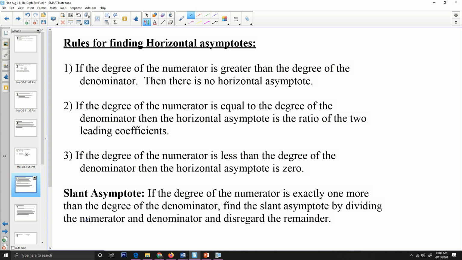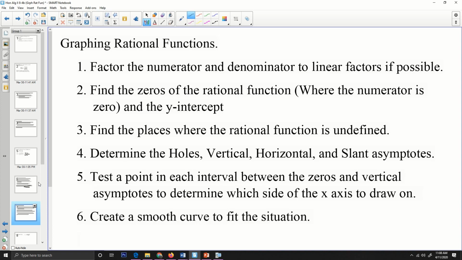Today we're going to talk about a slant asymptote, and that only happens if the degree of the numerator is exactly 1 more than the degree of the denominator. What we'll do is find that slant asymptote by dividing the numerator and the denominator, and once we get to a remainder, we're just going to throw that out. The result is just going to be a linear equation that we'll graph, and it's not a whole lot more challenging. It's just an extra step. We'll go over the steps as we go through our examples here.